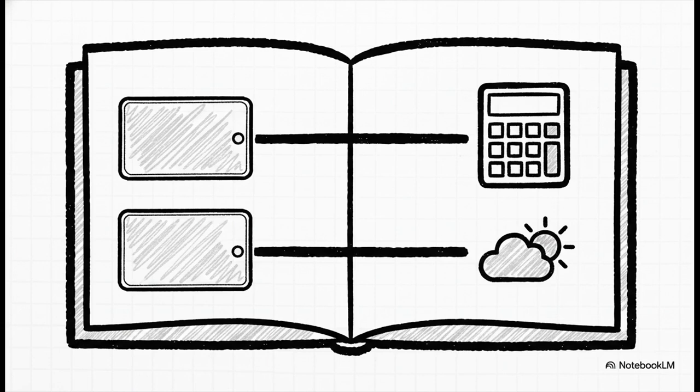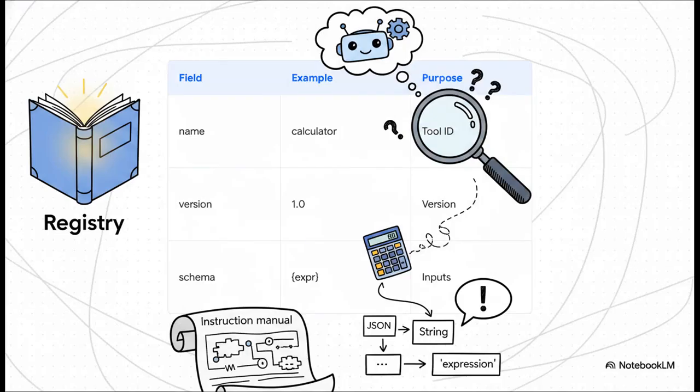For step 3, we actually build this catalog. And honestly, in code, this is often just a simple dictionary mapping. Think of it like a ledger. We map the string name calculator directly to the executable calculator tool class we just built. It's that simple. If we want to add a weather tool tomorrow, we just pop a new entry into this ledger. Alongside the registry itself, we define the tool metadata.